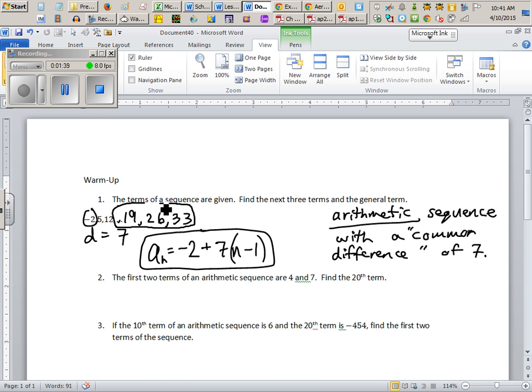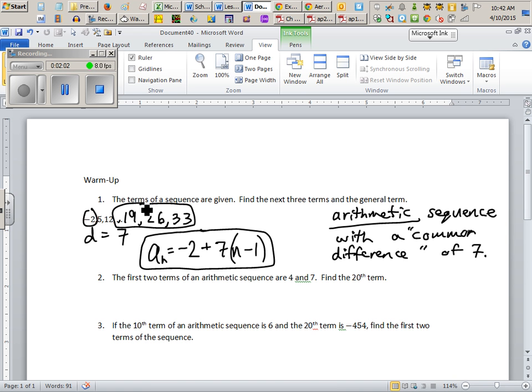The next 3 terms were 19, 26, and 33. In general, the term would be negative 2 plus a bunch of 7s. And there's other ways to write it. What are you going to ask? For the general term, can you distribute out the 7 and then 0? Sure. So what did you get when you did that? 7n minus 9. Yeah, 7n minus 9 is a valid answer also. Yeah, good. Okay, let's look at the next one.